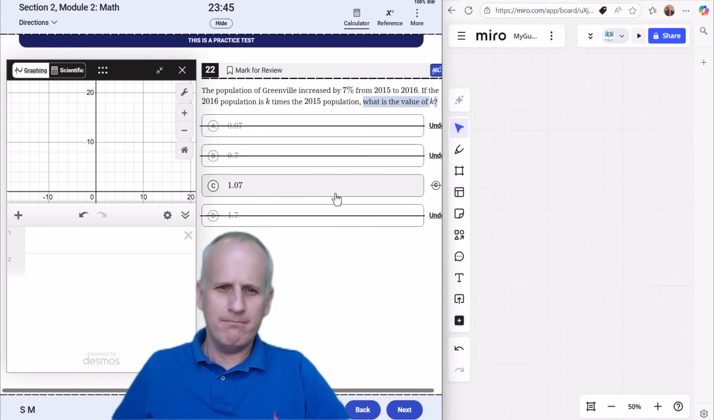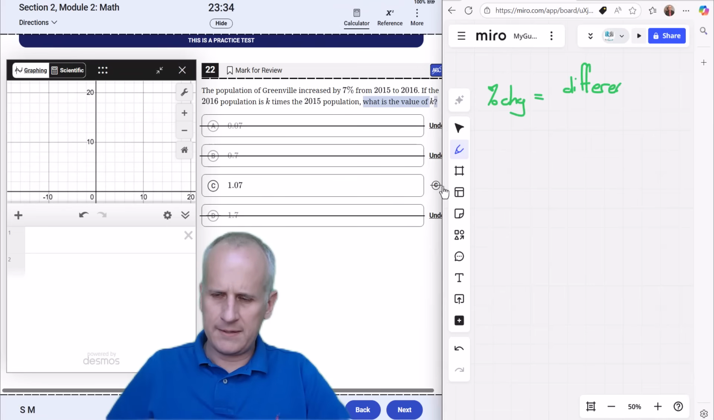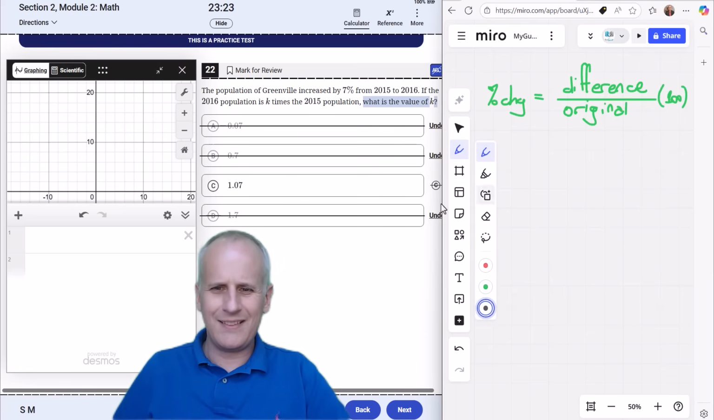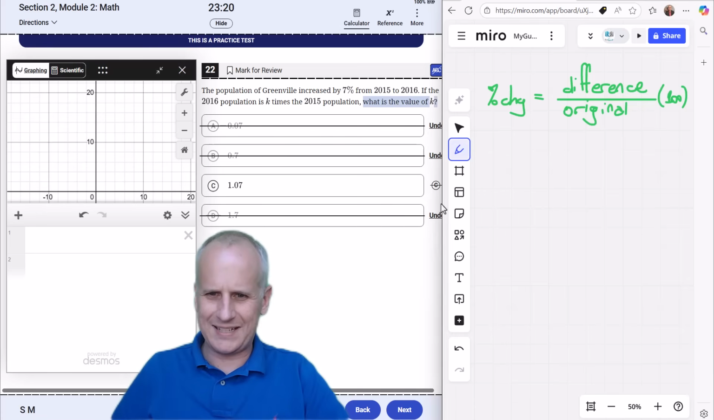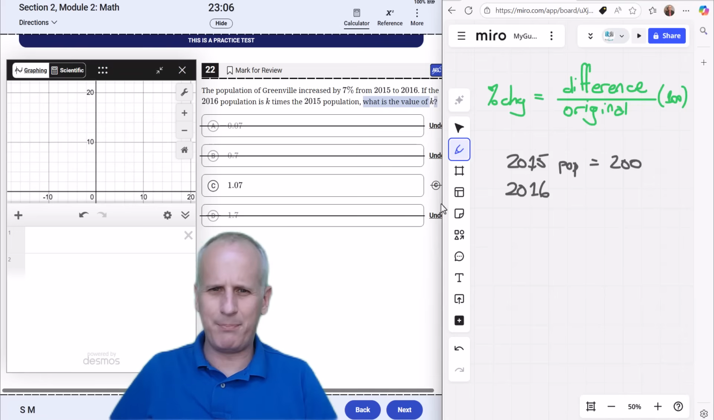So too would 0.7. But if we did 1.07, that would give us the exact conversion of 7%. 1.7 does not. But if we wanted to set this up with our full percent change formula, we should know that percent change is going to be equal to the difference in the two values divided by the original of the two values times 100. So here, let's just say theoretically, we set up an easy value for 2015 and 2016. So we'll say 2015 population is equal to, I'll just go with 200.